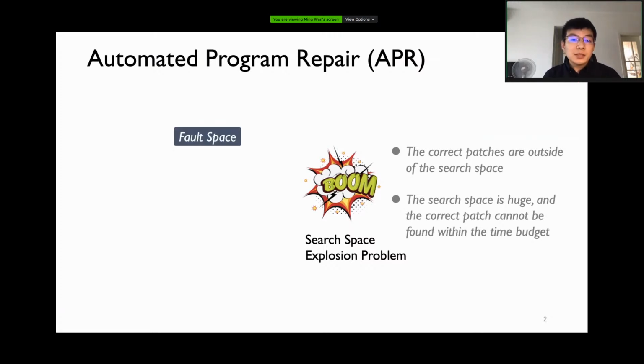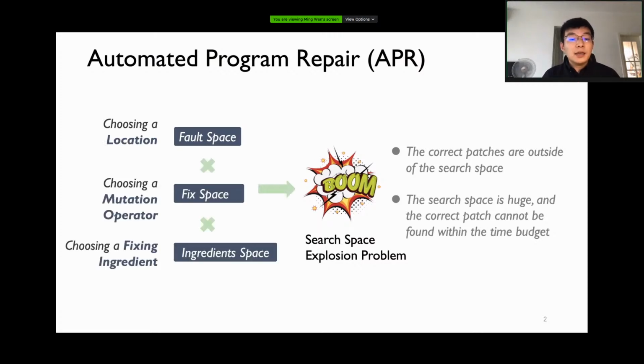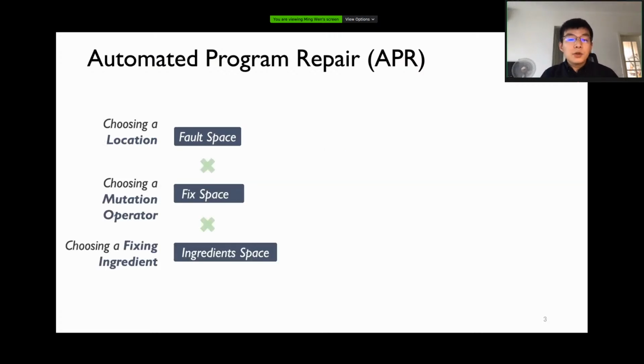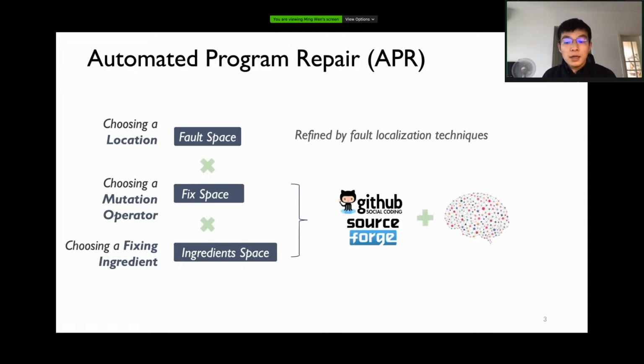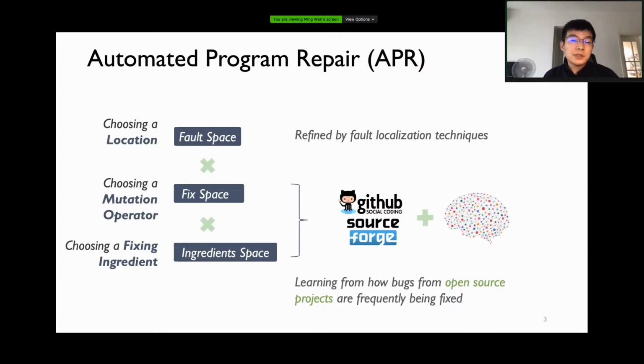The search space is collectively defined by the fault space, fix space, and ingredient space. The fault space is usually refined by fault localization techniques, and many other heuristics have been proposed to refine the fix space and ingredient space. For example, researchers have proposed to learn from big code data, specifically how bugs from open source projects are frequently being fixed. Therefore, they learn patterns and then design mutation operators to repair new bugs.